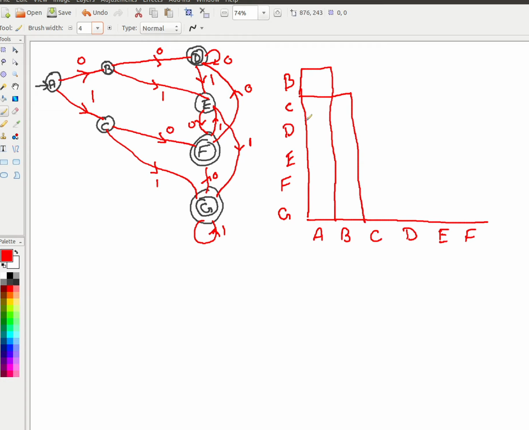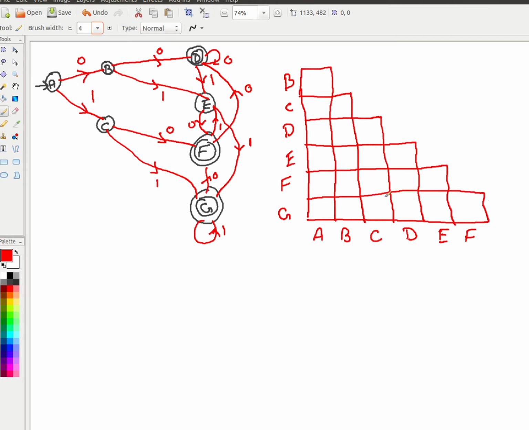So this is what I'm creating for all possible distinguishable pairs, right? And you don't have to do symmetric computation, because if a state is distinguishable from another, the vice versa is the same. If I is equivalent to J, J is equivalent to I. So this is the table we are going to fill.